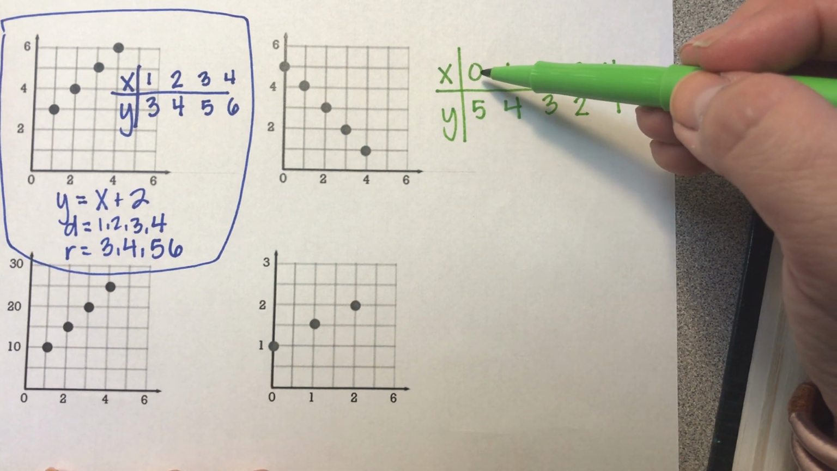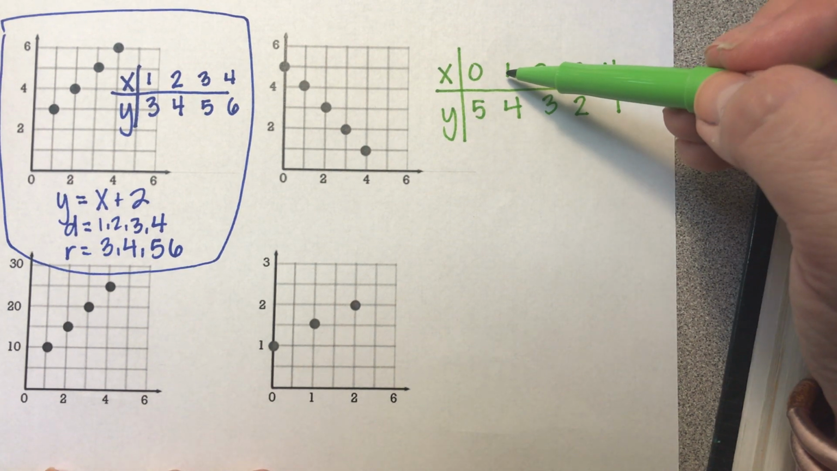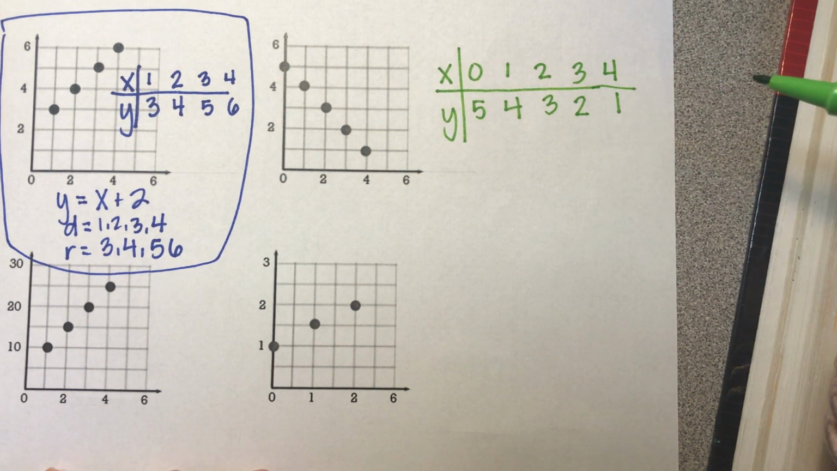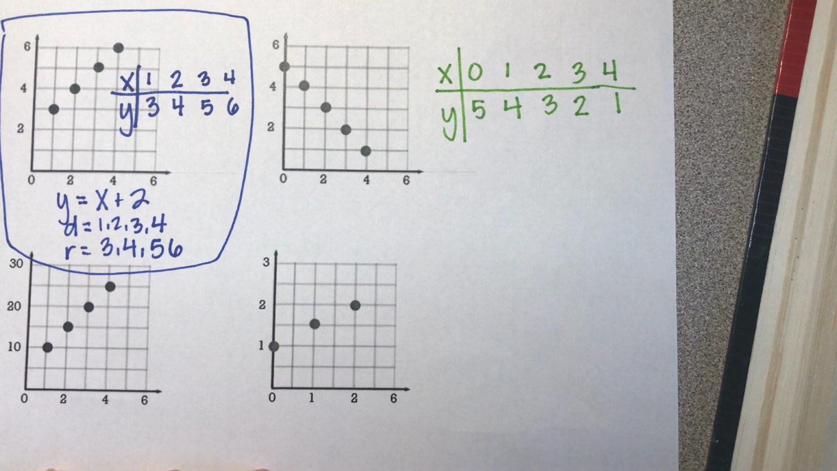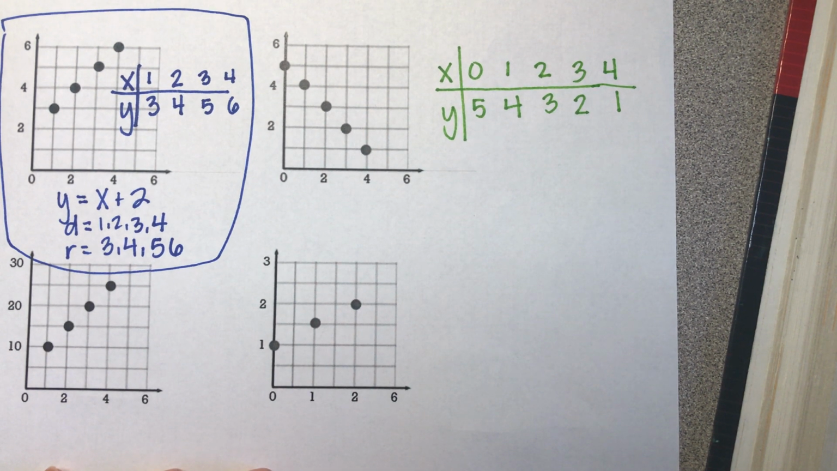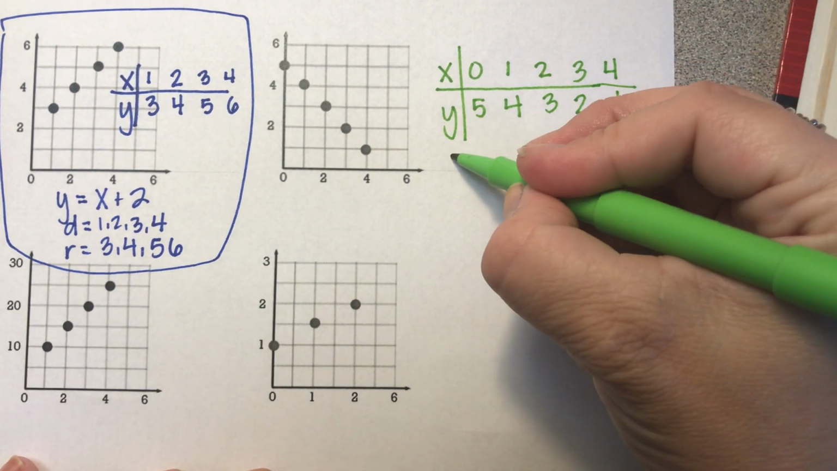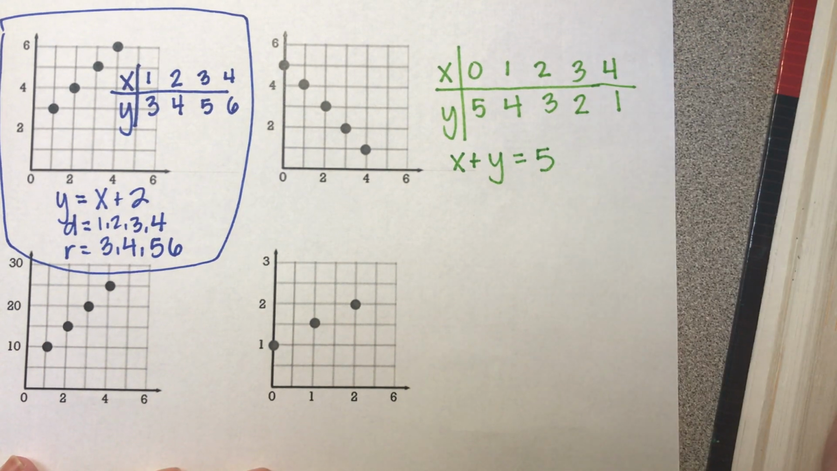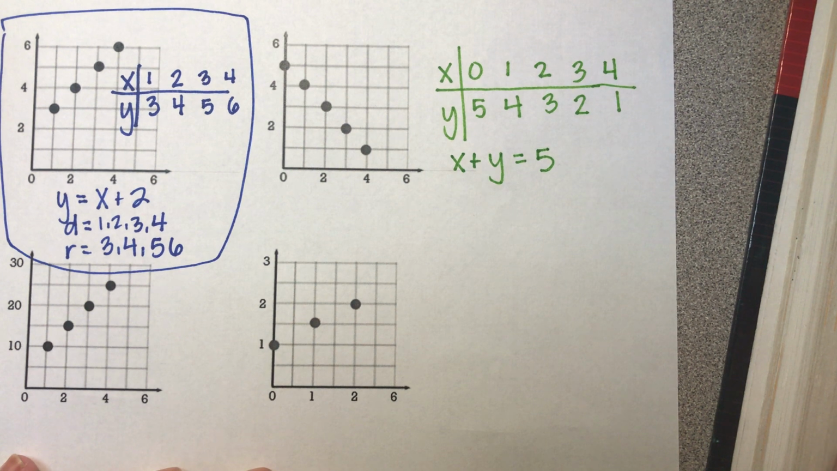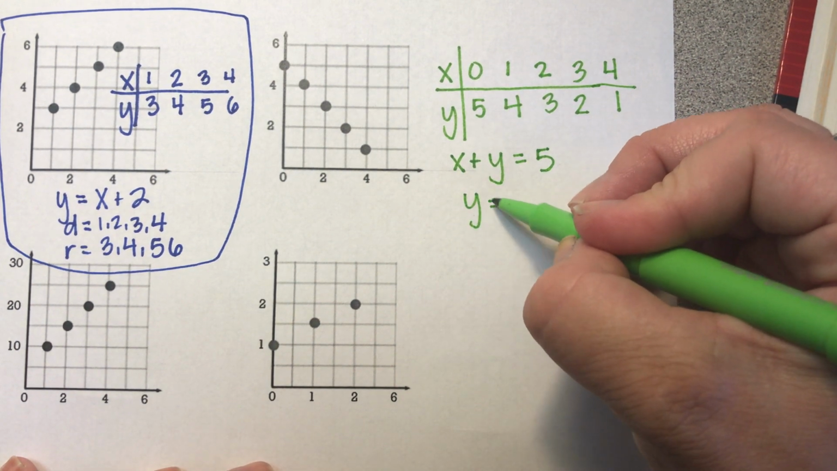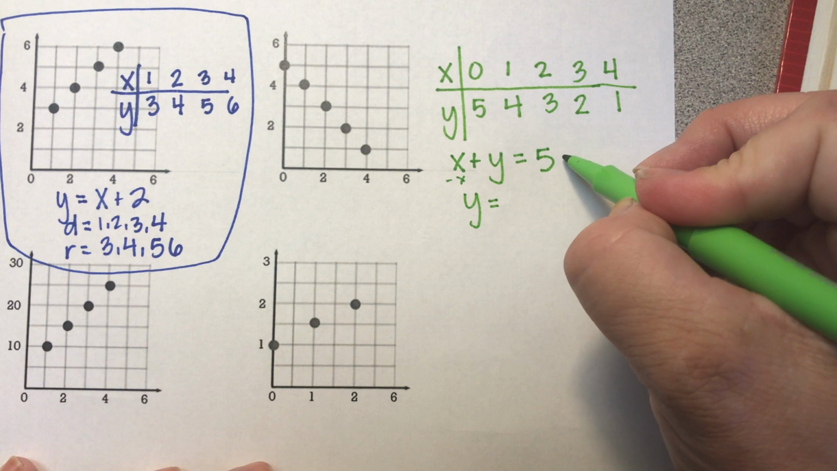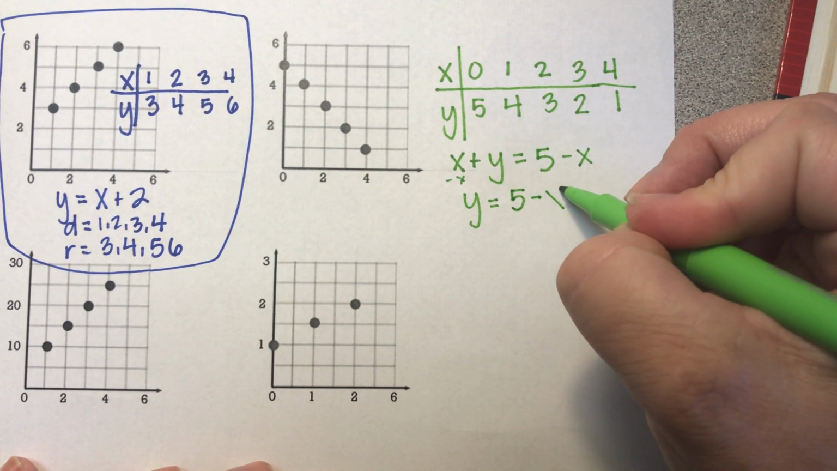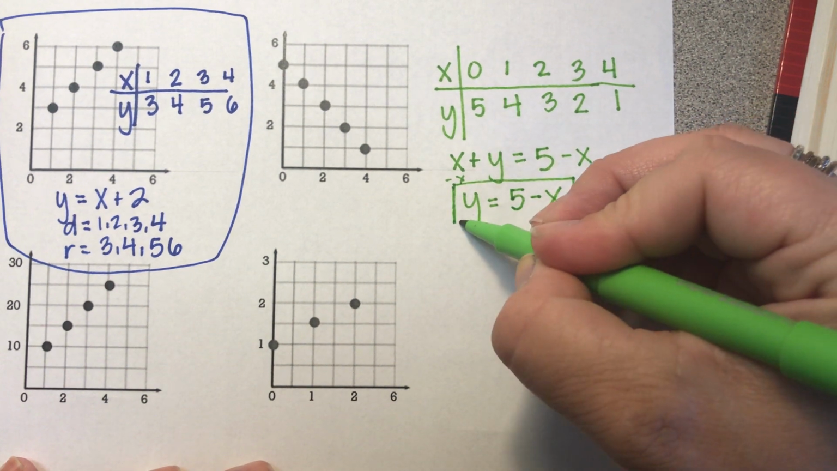Do you notice anything? What's 0 plus 5? What's 1 plus 4? What's 2 plus 3? What's 3 plus 2? And what's 4 plus 1? They're all adding up to 5, right? So x plus y is 5. But if I need to write it as y equals, I'm going to subtract this x from both sides, and I get y equals 5 minus x.